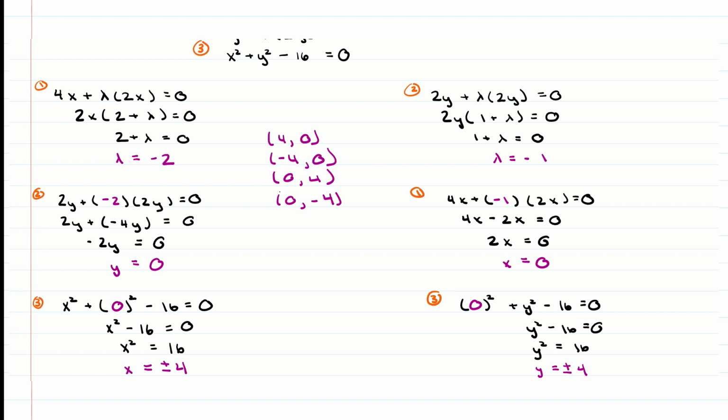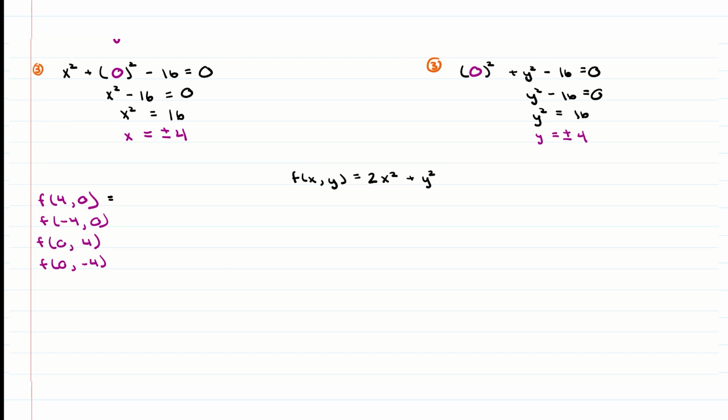So now that we've got our points, we're going to plug these points into the original f(x,y) that we were given. At the point (4, 0), the function equals 32. At the point (-4, 0), it equals 32. At the point (0, 4), it equals 16. And at the point (0, -4), it also equals 16. So therefore, we see that the absolute minimum value is 16, and the absolute maximum value is 32.